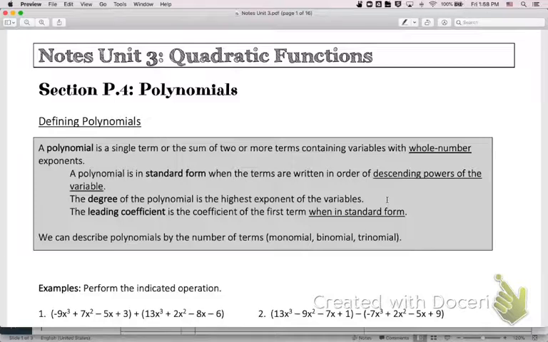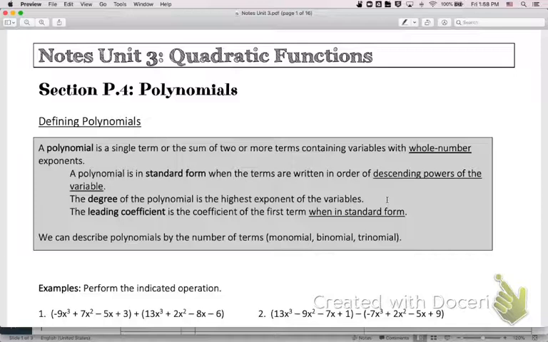A polynomial is in standard form when the terms are written in order of descending powers of the variable. So we'd want to go like fourth power, third power, second power, first power, constant. That's standard form. If you mix up the powers, it's not in standard form. The degree of the polynomial is going to be the highest exponent of all of the different variables. And the leading coefficient is the coefficient of the first term when it is in standard form. So it's going to be the coefficient of the term that determines the degree.